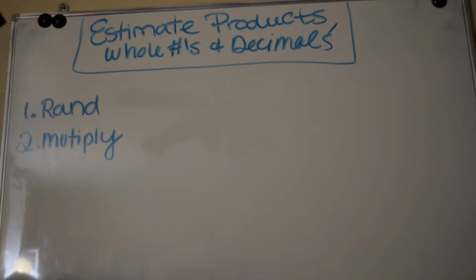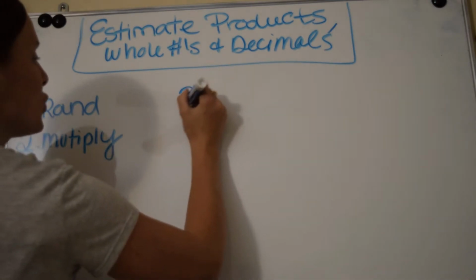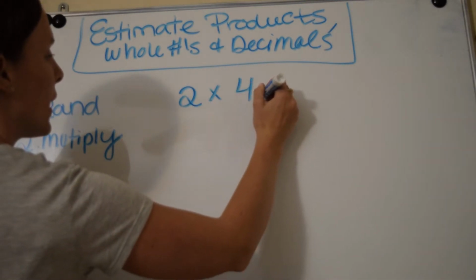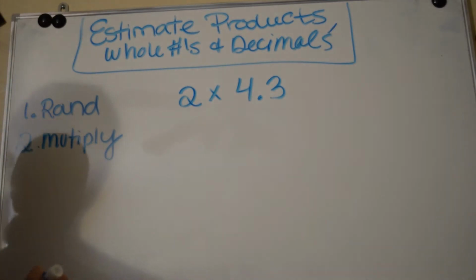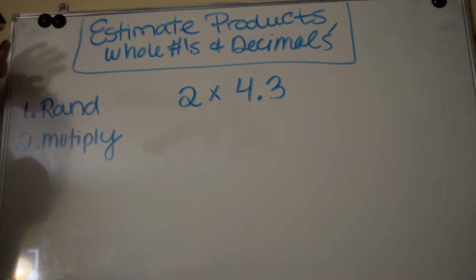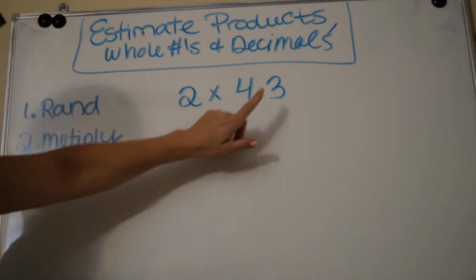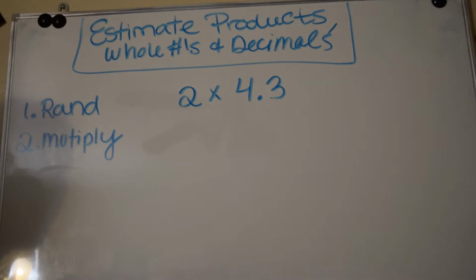So I'm going to do a few examples for you, and then I hope that helps you get on your way. I'm going to start with an equation. I'm going to write it horizontal. We have 2 times 4 and 3/10. Okay, luckily this lesson is telling us to estimate. So what does that mean? Step 1, you're going to round the decimal, and then we're just going to multiply the two whole numbers.